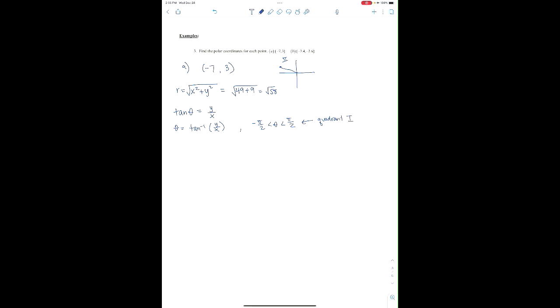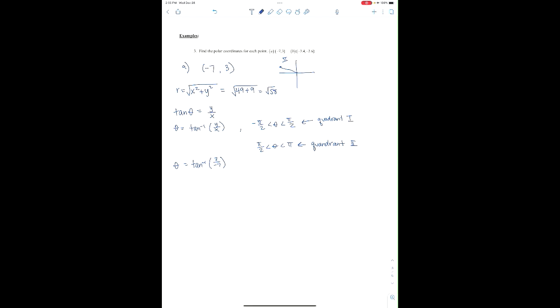We want to be in quadrant 2, so we really need to be between pi over 2 and pi. That's where we need to be, quadrant 2. So when we take our tangent of y over x, what we get is tangent inverse, and plug in y, plug in x, negative 3 over 7.